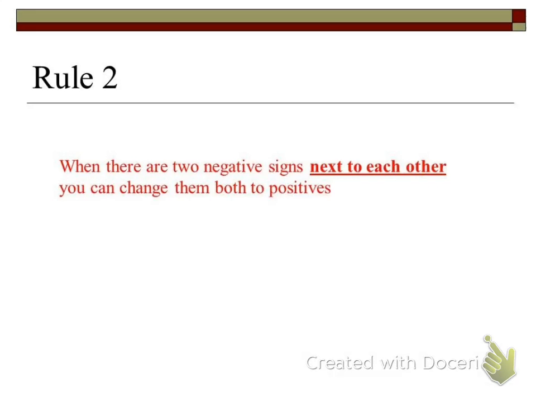Well, we've taken a look at Rule 1. Let's take a look at Rule 2. Rule 2 tells me that when there are two negative signs right next to each other, you can change them both to positives.